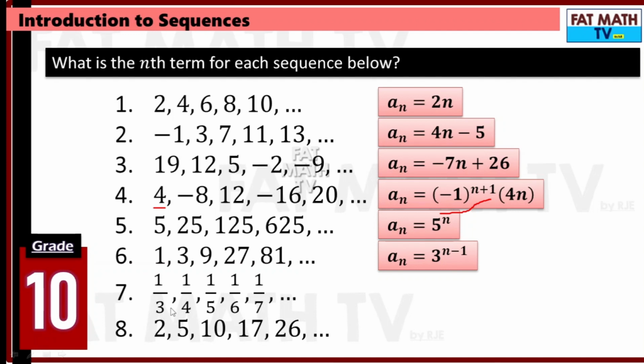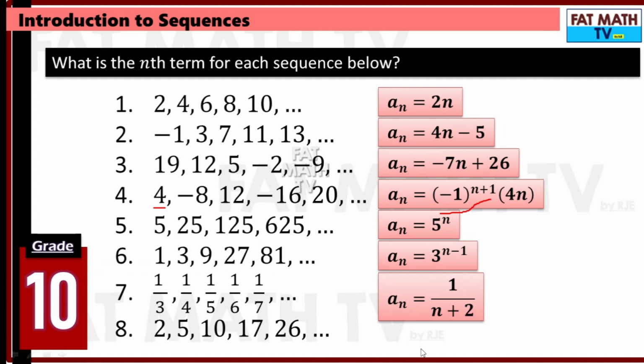But if it's just n, this is going to be 1 over 1. But it's not 1 over 1, but 1 over 3. So we need to add 2 so that the first term is going to be 1/3. So it's going to be a sub n equals 1 over n plus 2.